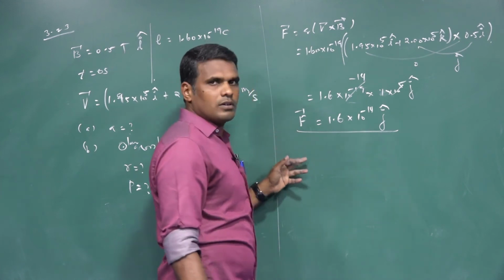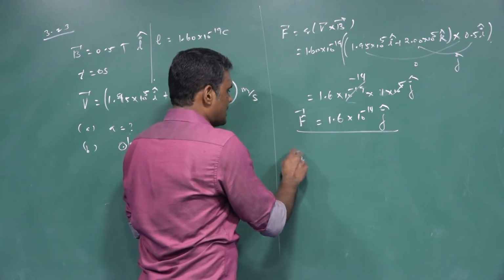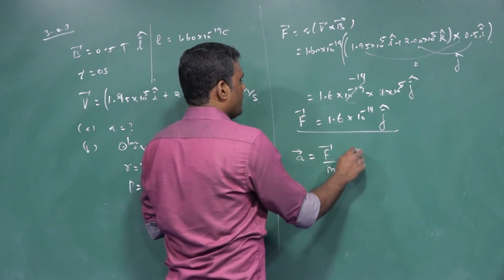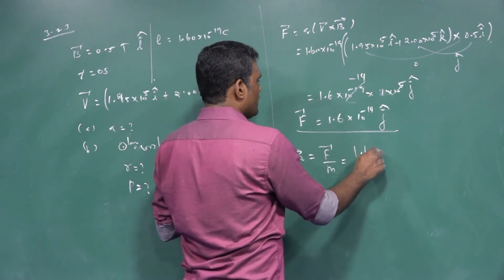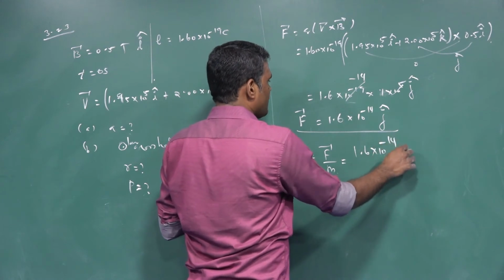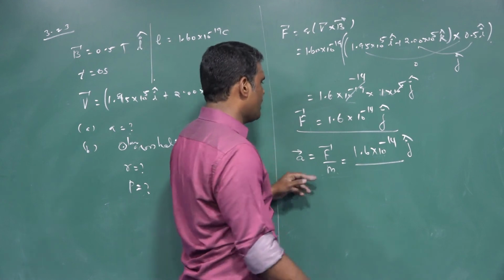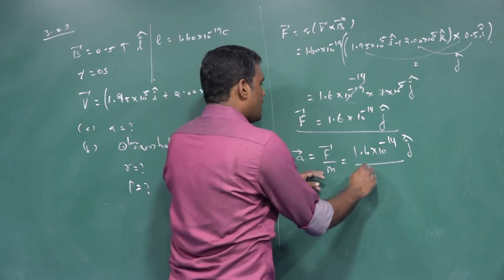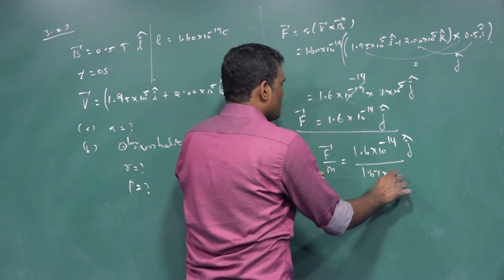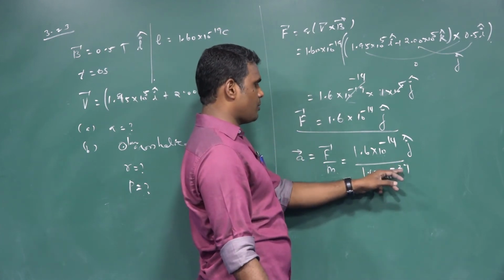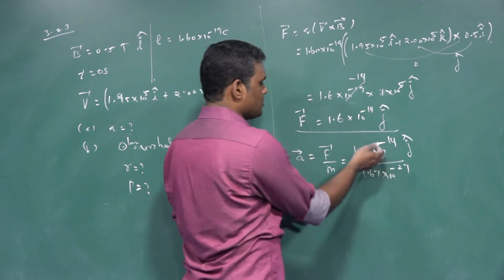Now, if force is known, you can easily calculate the acceleration as per Newton's second law: a equals F vector divided by m. F vector is 1.6 × 10^-14 j cap, so in order to mention the direction, I write j cap. And what is the mass of the proton? Mass of the proton is 1.67 × 10^-27 kilogram. So I am substituting that.